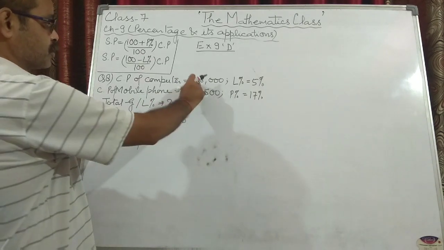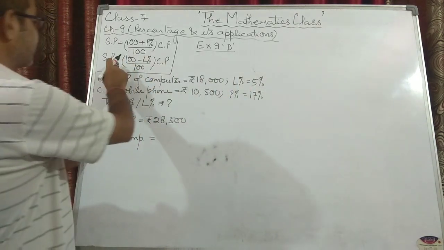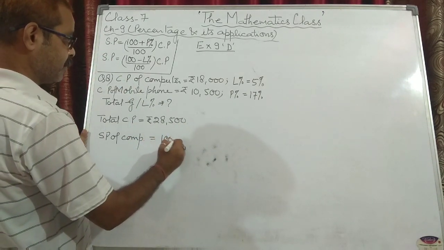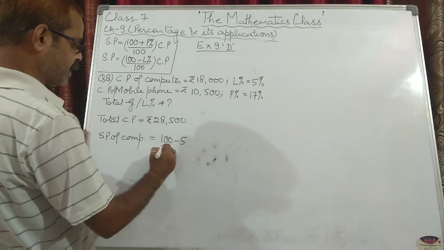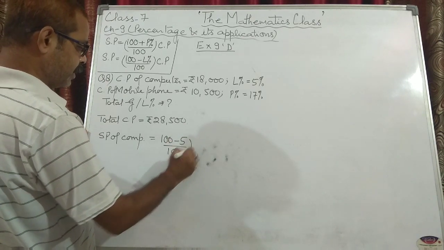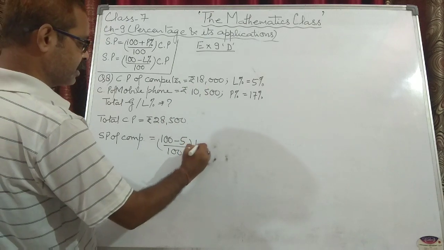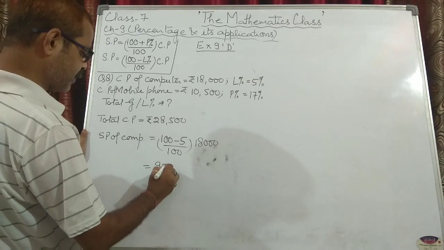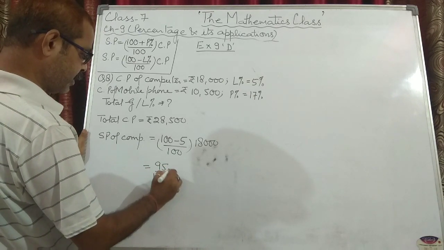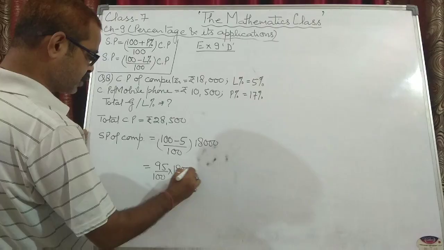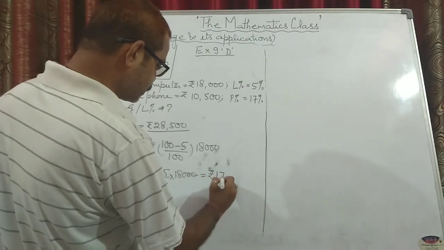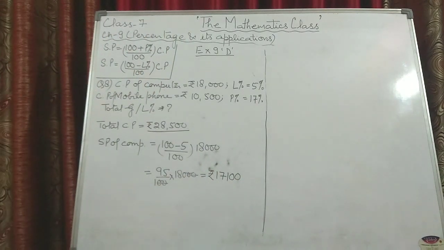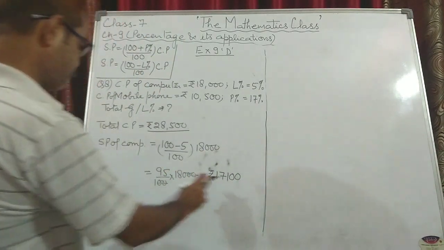We know cost price is given, loss is given 15%. It means we use the second formula. We know that selling price is equal to 100 minus loss percent, that is 15 upon 100 into its CP. CP is 18,000. So 100 minus 15 is 85 upon 100 into 18,000 equal to rupees 17,100. So this is the selling price of computer.